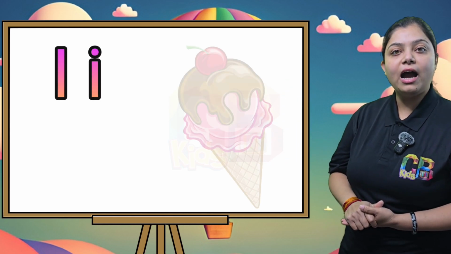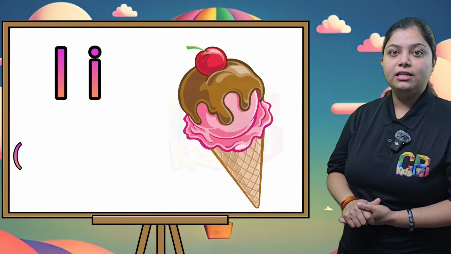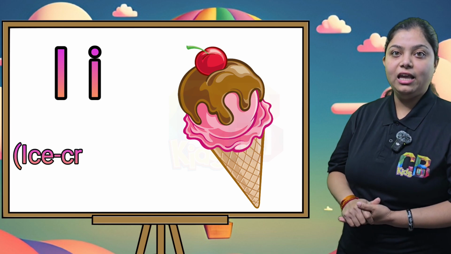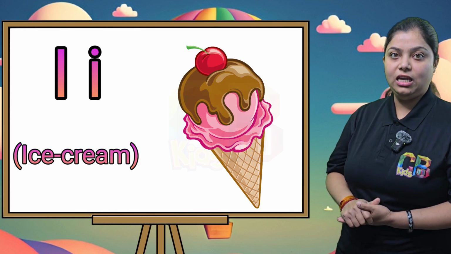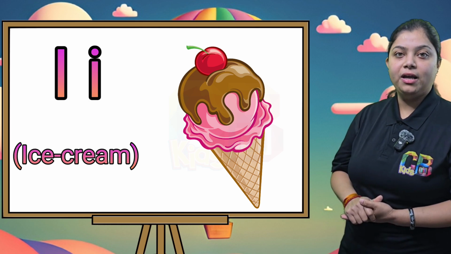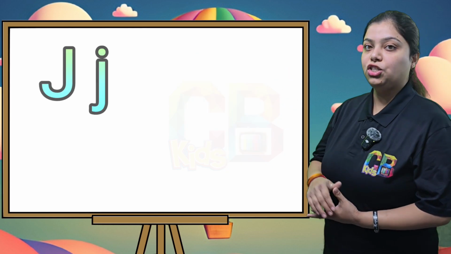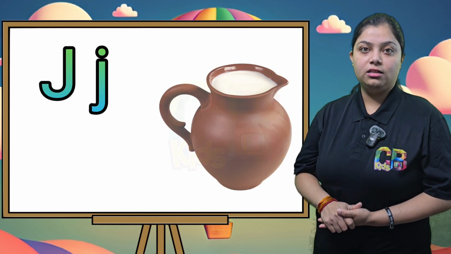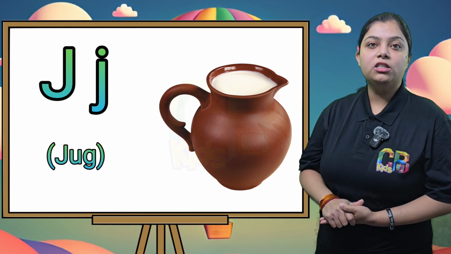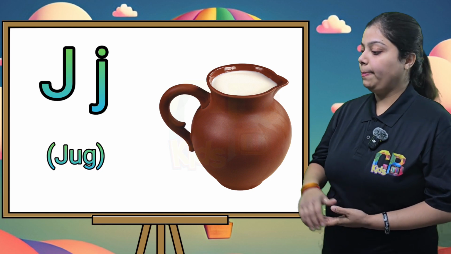I for ice cream. I C E ice C R E A M cream ice cream. J for jug. J U G jug.